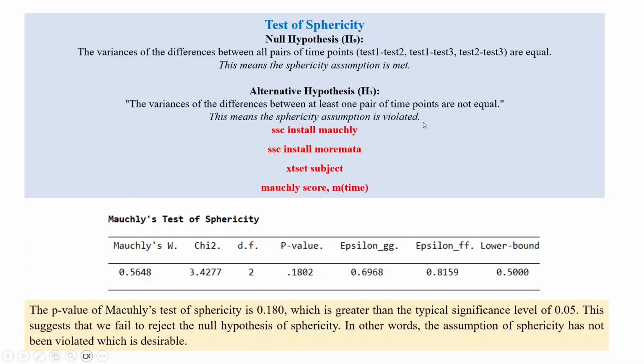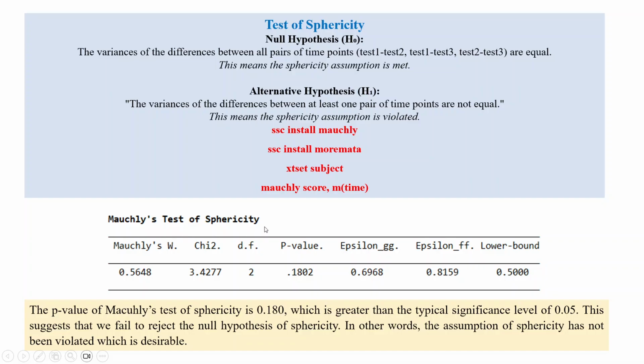Now listen carefully. We will have to install these two packages. The first one is Mockley's. So SSC install Mockley, and the another one is SSC install Maheta. So run this command, install it, and then run xtset subject, which will convert it into panel, and then run this Mockley score, comma, mtime. This will give you the Mockley's test of sphericity.